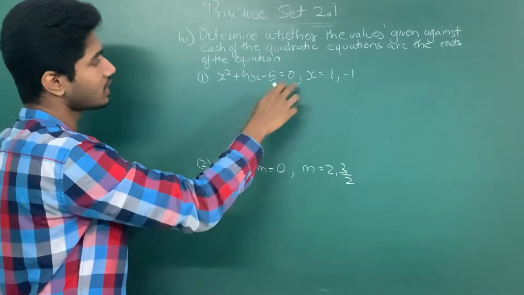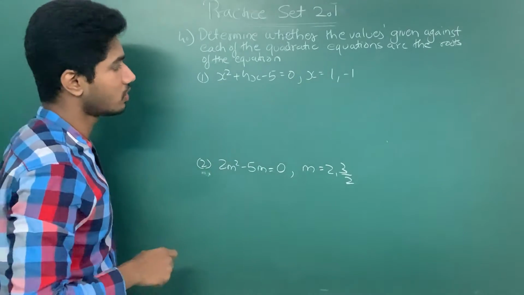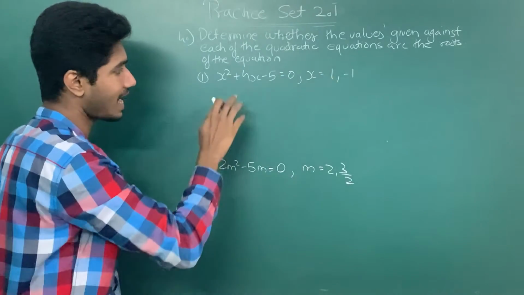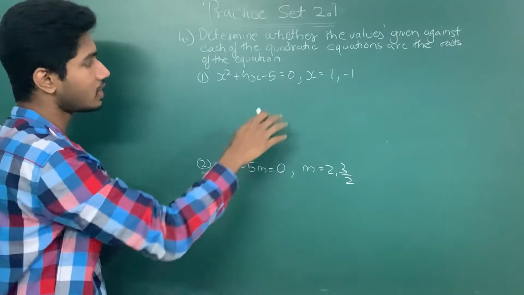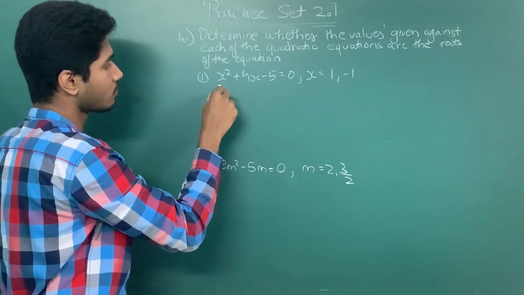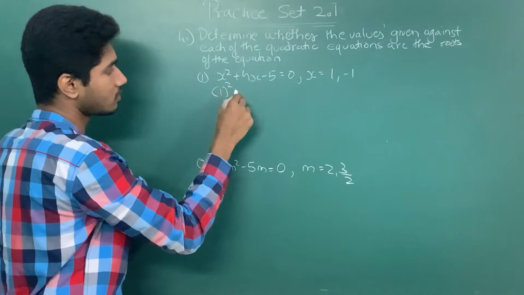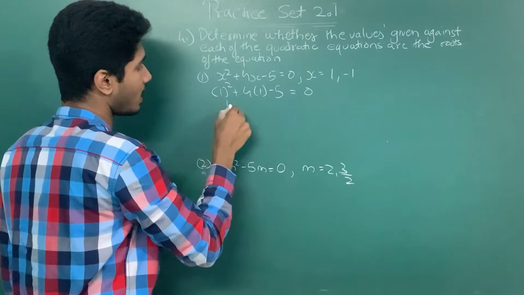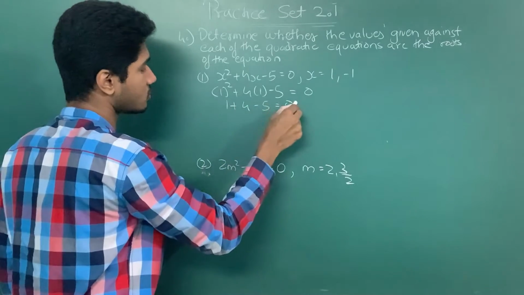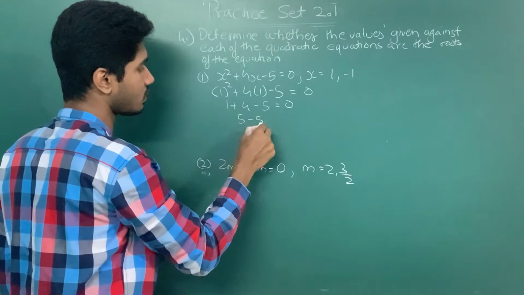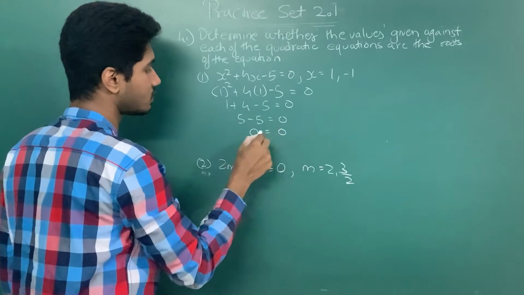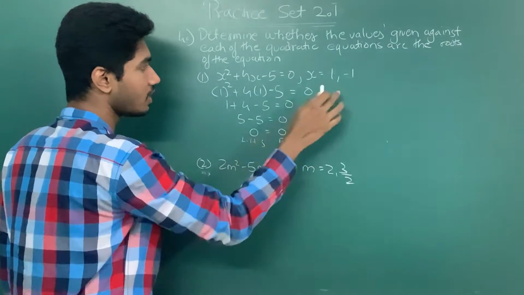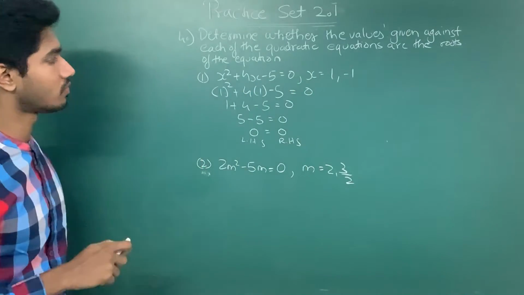So we have to check whether these values are roots of this equation or not. So what are we going to do? We're going to take the value of x as 1 and substitute it in this equation. So let's substitute x is equal to 1. In the place of x, we substitute 1. So 1 plus 4 minus 5 equal to 0. 1 plus 4 is 5, minus 5. Now if you see the left hand side and the right hand side, we get the same. Therefore, x is equal to 1 is a root of this equation.